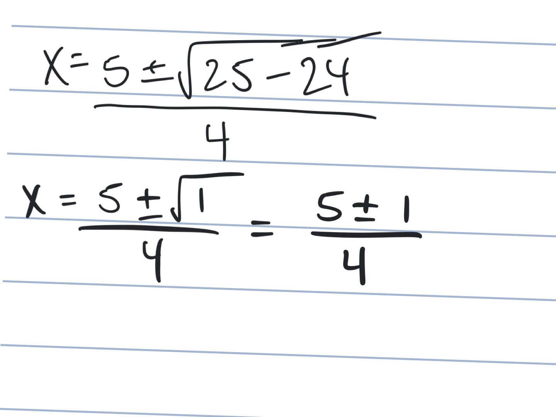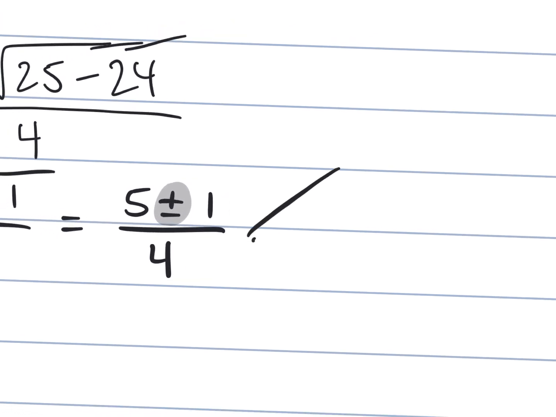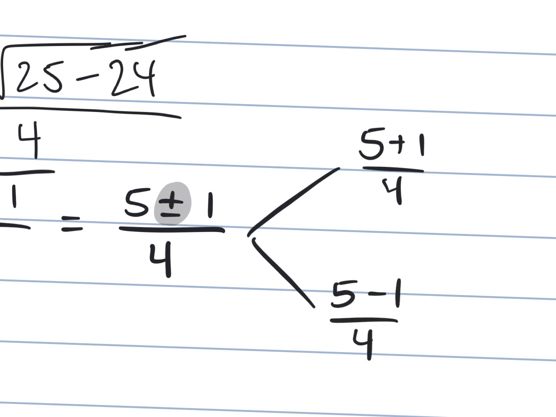How many answers am I going to get? 2. Why am I going to get 2? Because there's a plus or minus here, okay? So, are we going to break this up into 2 equations? You bet ya. So we're going to get 5 plus 1 over 4 and 5 minus 1 over 4. What's 5 plus 1? 6.